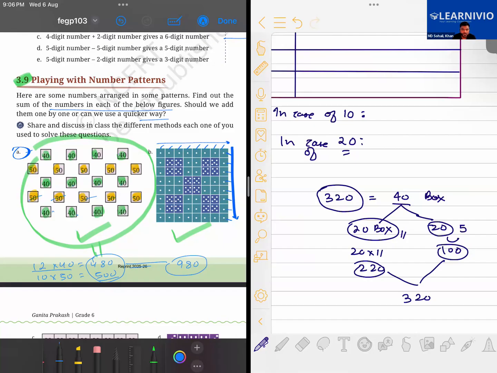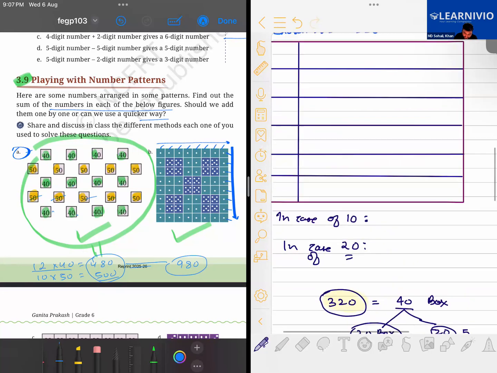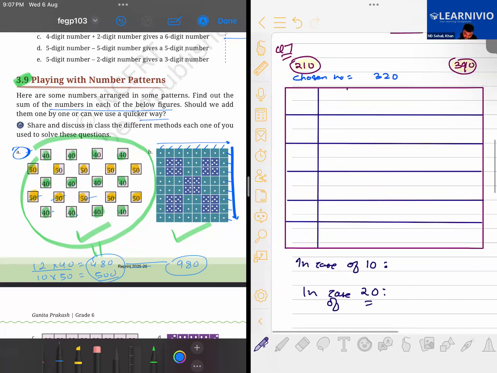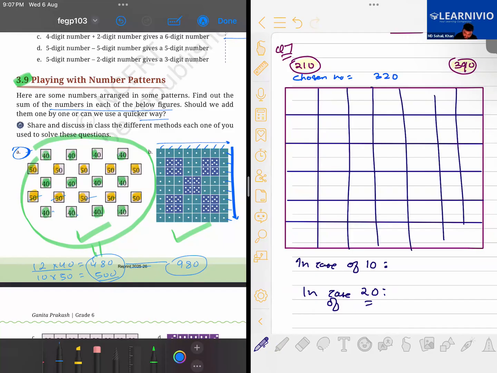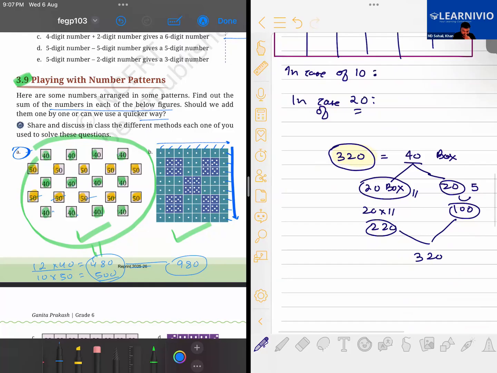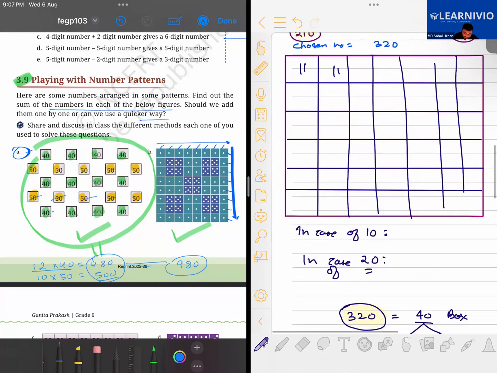So can you please repeat it again? Sure. What I'm saying is that the number given to us is 320, right? We are going to split this into a total of 40 boxes. In this, 20 boxes will be such that here will be 11, 11, 11 like this. There should be a total of 20 boxes that will be equal to 220. Getting what I'm trying to say?